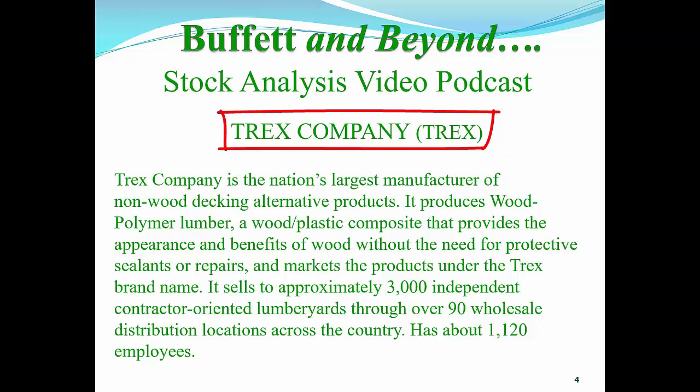That is TREX, and it's the nation's largest manufacturer of non-wood decking alternative products. It produces wood polymer lumber, a wood plastic composite that provides the appearance and benefits of wood without the need for protective sealants or repairs. It markets the products under the TREX brand name, and it sells to approximately 3,000 independent contractor-oriented lumber yards through over 90 wholesale distribution locations across the country and has about 1,120 employees.